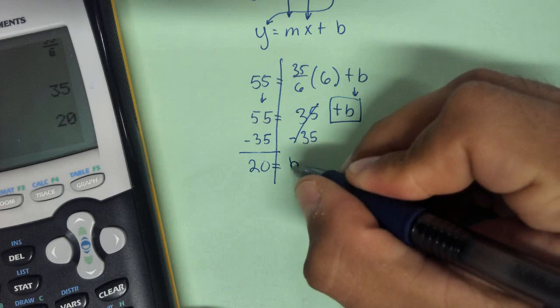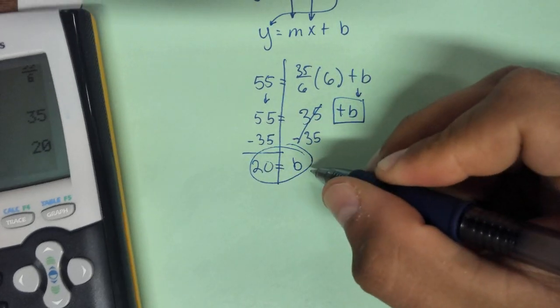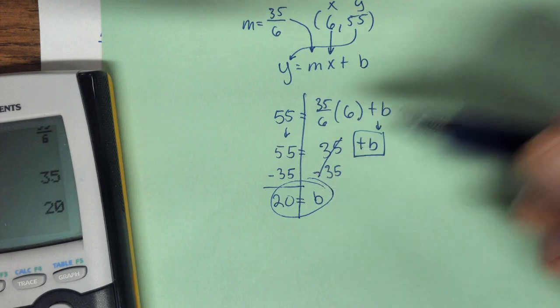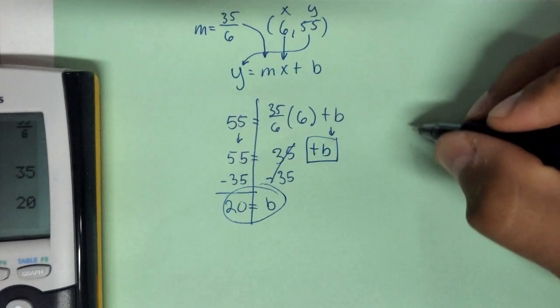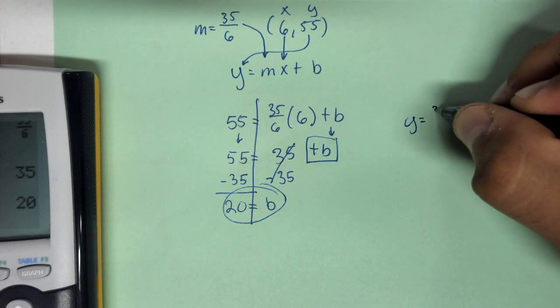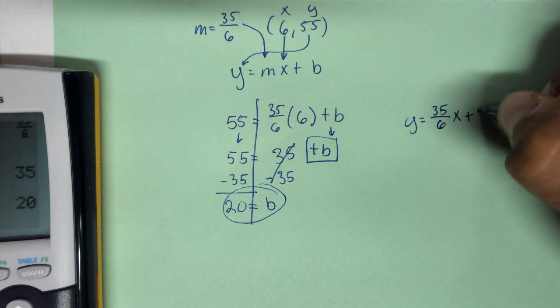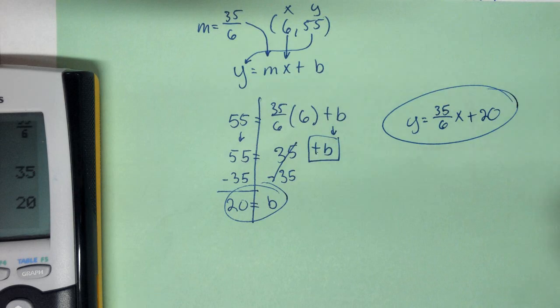20 is equal to b. So I know my slope, which was 35 over 6. I know my y-intercept, 20. So now I have my full equation, y equals 35 over 6x plus 20. All right, so that's my equation.